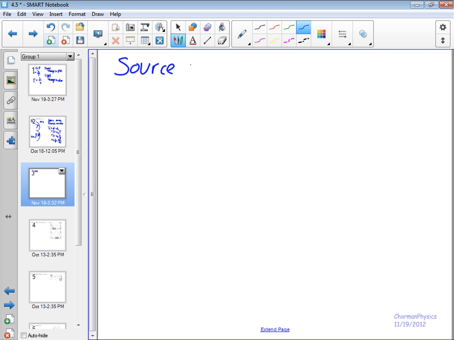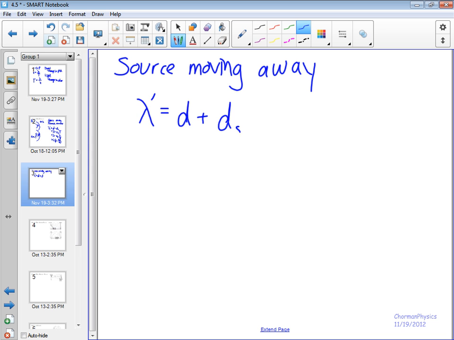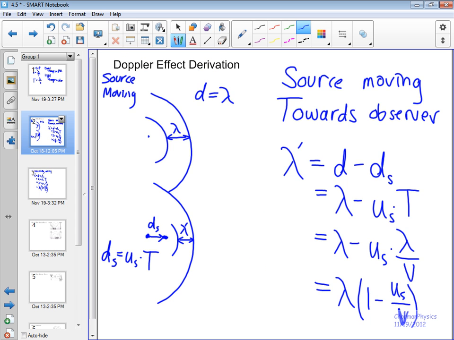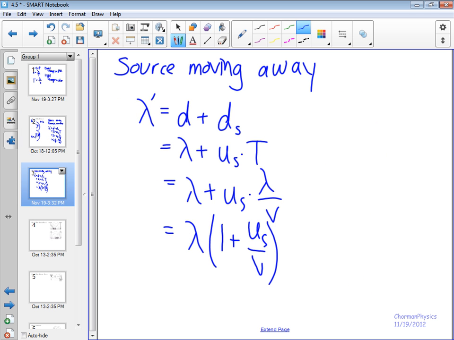We may also have a situation where the source is moving away from the observer. If this is the case, the new wavelength is going to be equal to the original wavelength plus the distance that the source has moved. And we're just going to rewrite all of this, do the same substitutions that we did before, and when we do all of that, what we end up with is this. So you see we have two different equations. In the previous page, there's a minus sign in that term, and here we're adding.